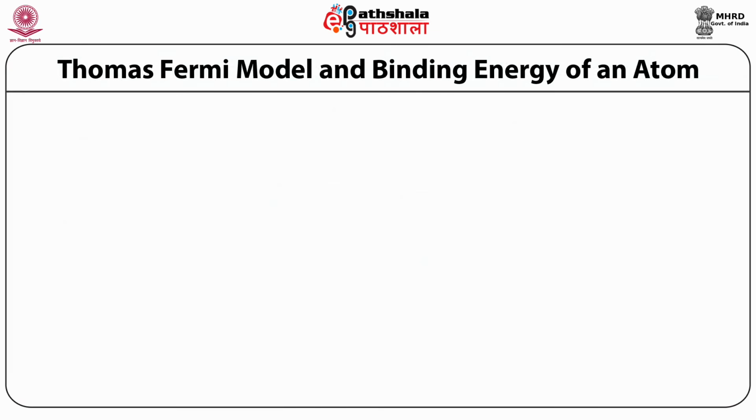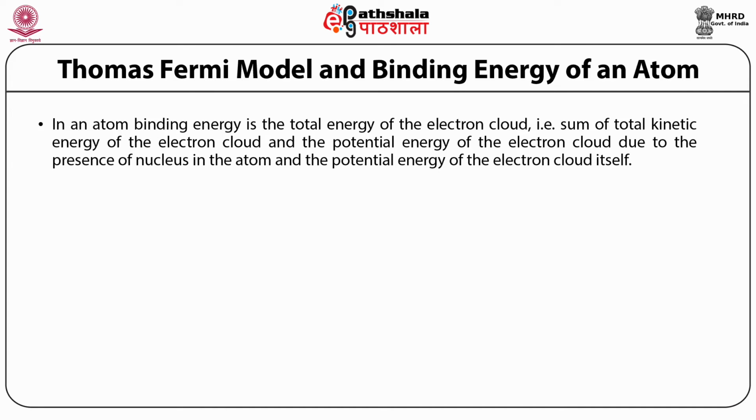Now, let us try to use this model to calculate the binding energy of an atom. In an atom, binding energy is the total energy of the electron cloud, that is, the sum of the total kinetic energy of the electron cloud and the potential energy of the electron cloud due to the presence of the nucleus in the atom and the potential energy of the electron cloud itself.